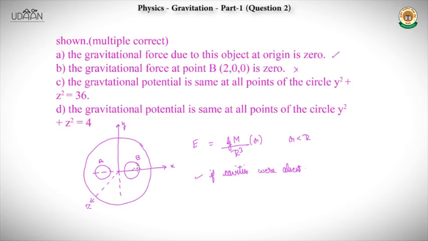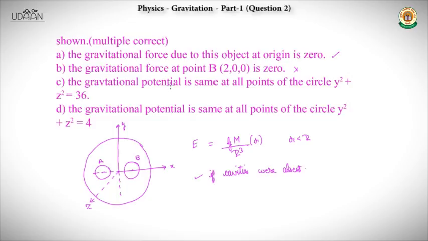Now the C option is the gravitational potential is same at all points on the circle y square plus z square is equal to 36. The circle will be something like this on the yz plane. As we know, all the points on the yz plane are symmetric, like cavities A and B are symmetric about the yz plane. So any effect of A would cancel out the effect of B. So the effect due to the cavities would be 0 at any point on the plane.